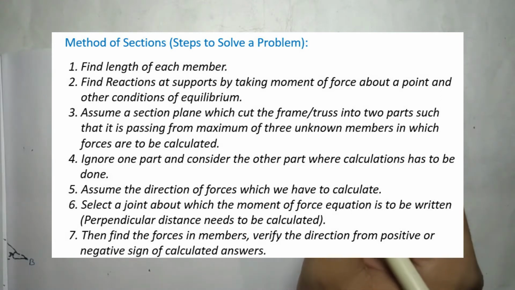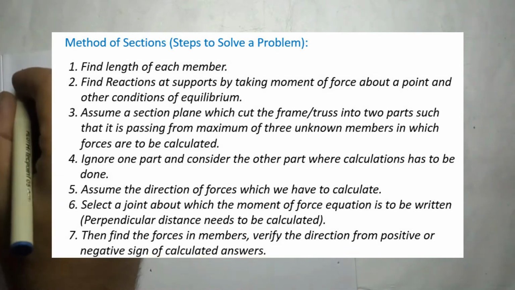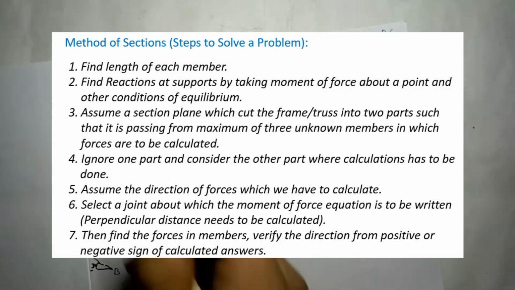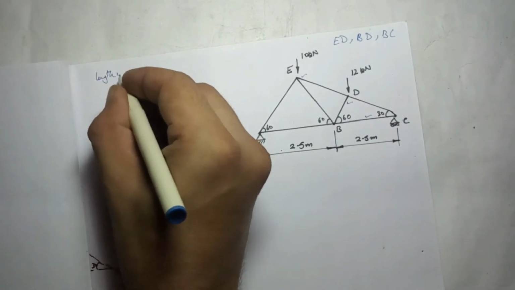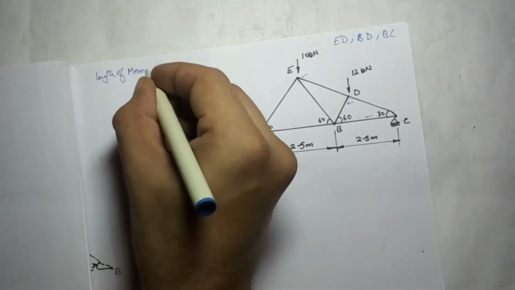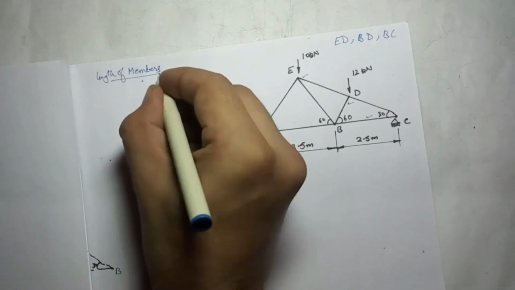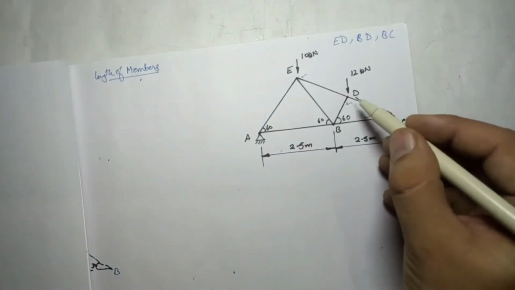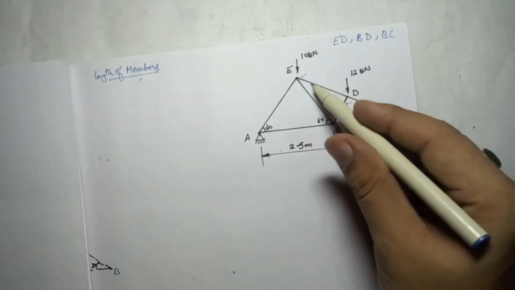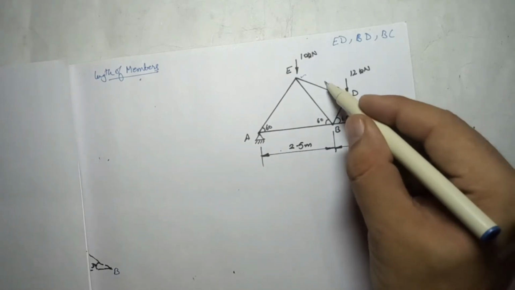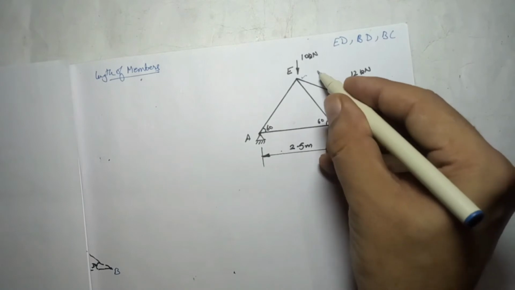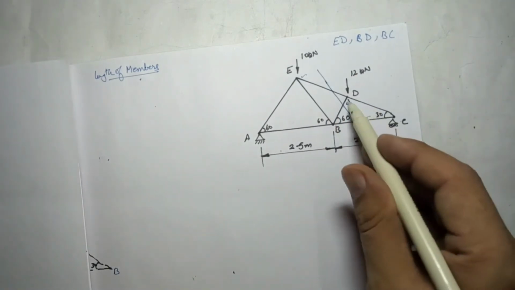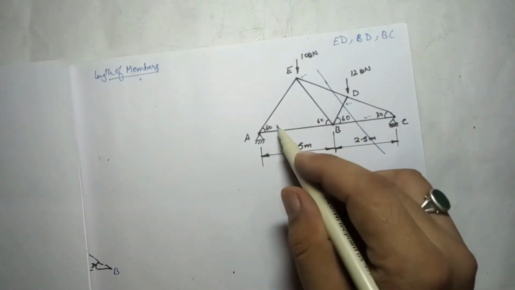So first we have to find out the length of each member. Now I will not find out length of all the members. Why? Because when we have to find out the force in this member, this member, this member, I will consider a section plane like this. So when I consider the section plane like this, I need the value of these only. So no need to find out that.